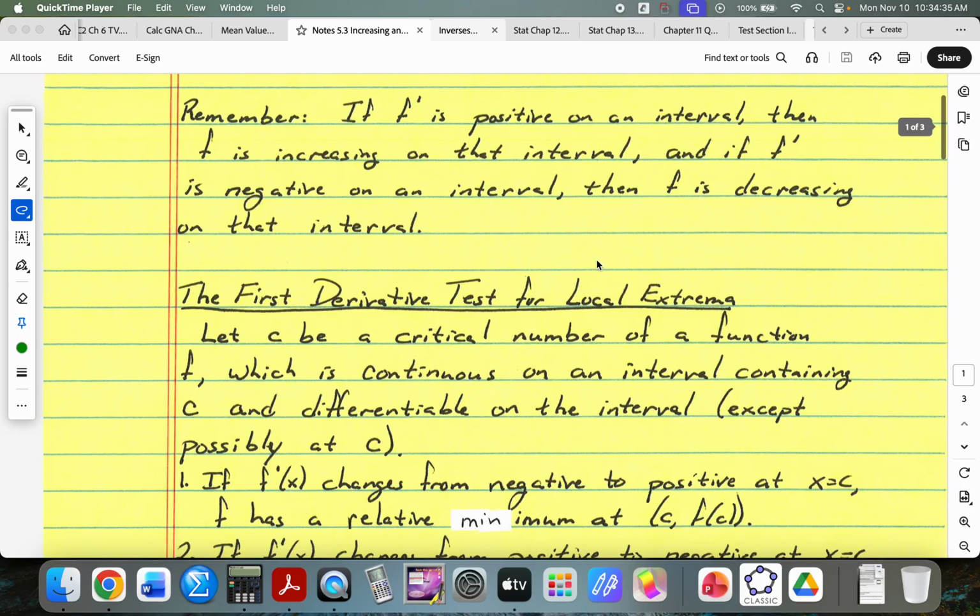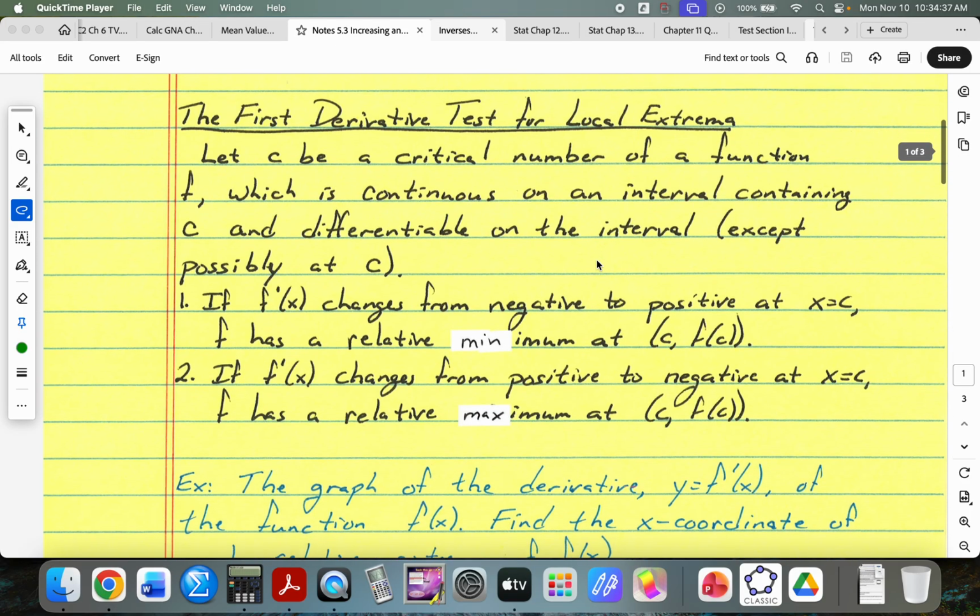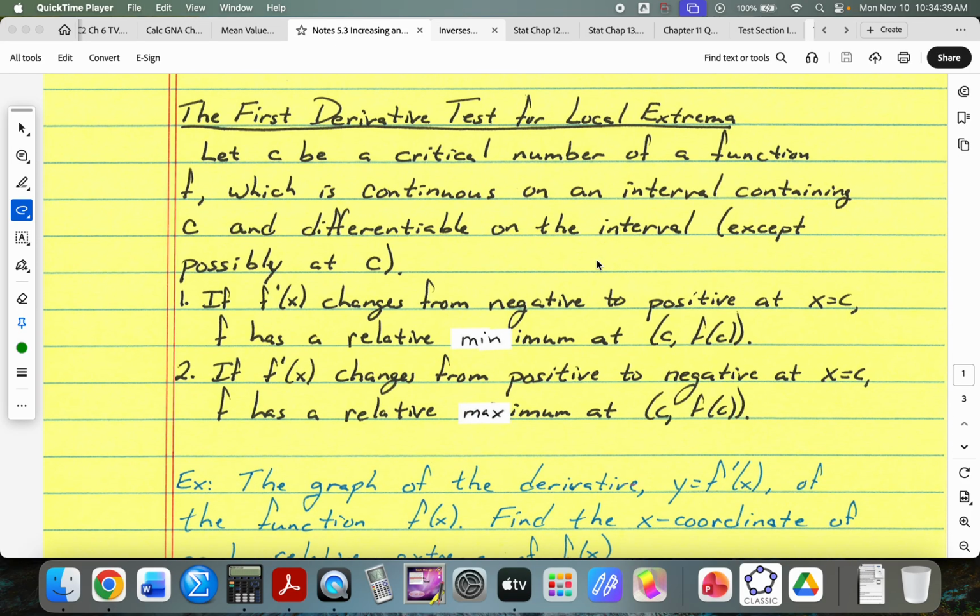So this leads us to the first derivative test for local extrema, which says that if c is a critical number of a function f, which is continuous on an interval containing c and differentiable on the interval except possibly at c, if f prime changes from negative to positive at x equals c, f has a relative minimum at c, f of c. And if f prime of x changes from positive to negative at x equals c, f has a relative maximum at c, f of c.